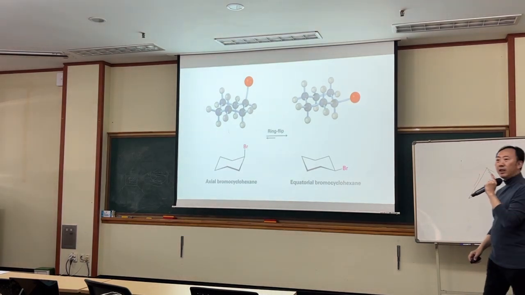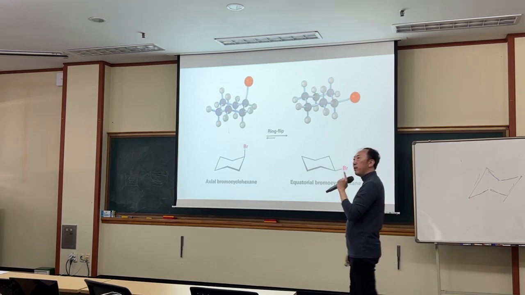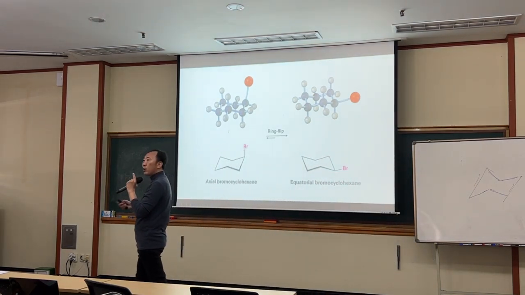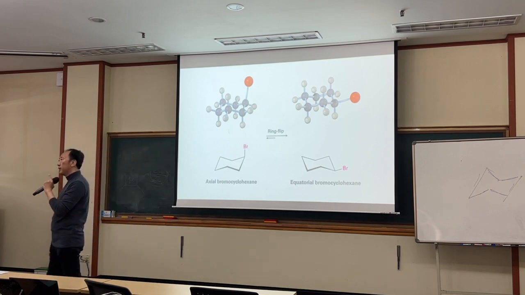Okay, so today, up to here, we learned about this 6-member ring, the conformational study, and also naming for those cyclic alkanes.